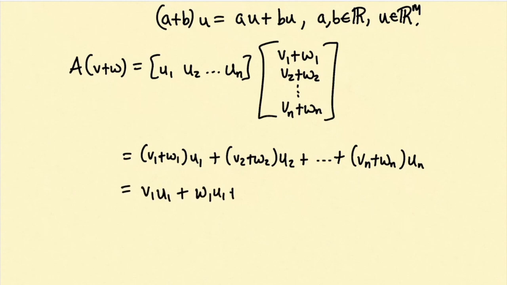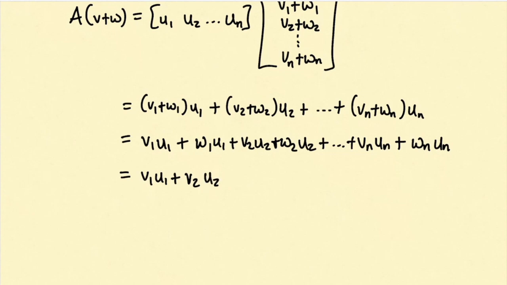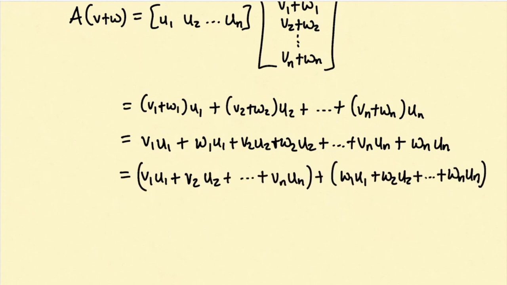Now we use the fact that we can distribute, and now we group the terms with the v's and the w's together. And finally, we recognize that these two sums are the first one, A times v, and the second one, A times w. And that's all we need to do.